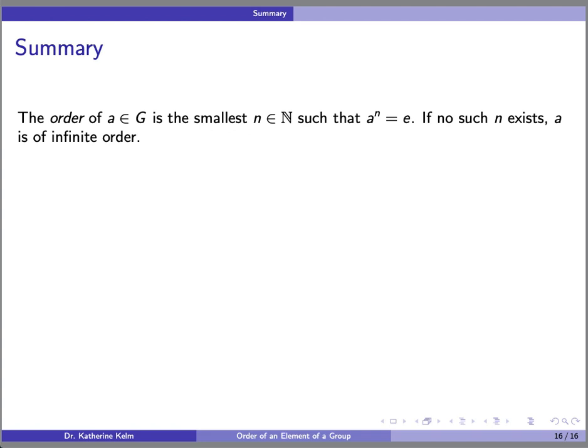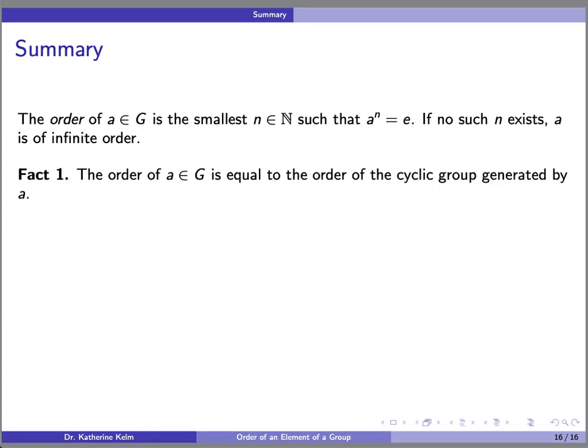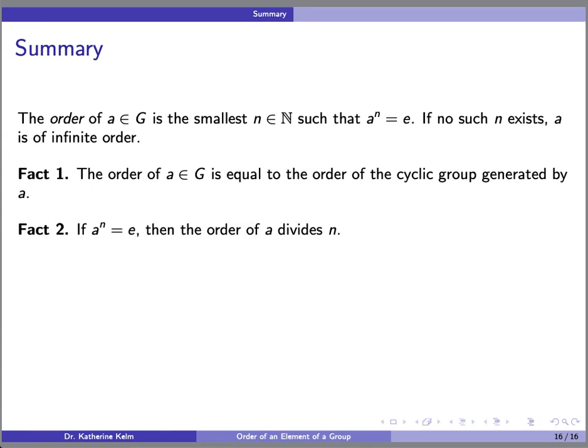So in summary, the order of an element A in a group G is the smallest positive integer n such that A to the n equals E, or nA equals 0 if you are working with additive notation. If no such n exists, A is said to be of infinite order. And we had fact 1, which is that the order of A is equal to the order of the cyclic group generated by A. And fact 2 says that if A to the n equals E, then the order of A divides n.